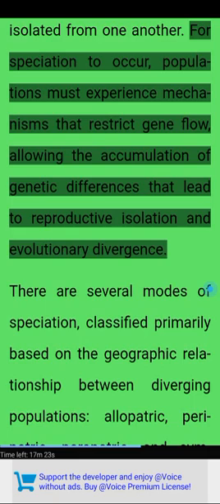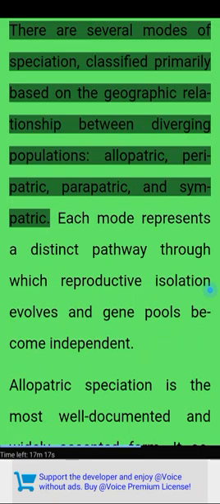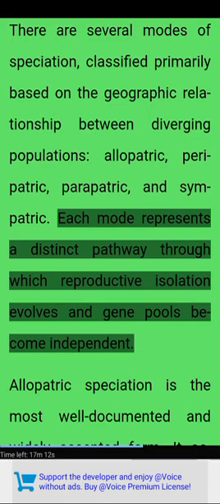For speciation to occur, populations must experience mechanisms that restrict gene flow, allowing the accumulation of genetic differences that lead to reproductive isolation and evolutionary divergence. There are several modes of speciation, classified primarily based on the geographic relationship between diverging populations: allopatric, parapatric, and sympatric. Each mode represents a distinct pathway through which reproductive isolation evolves and gene pools become independent.